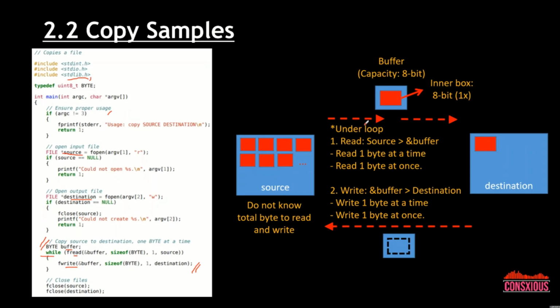So under a loop here, we read the file from the source to the buffer, 1 byte at a time. Then we go from the buffer to the destination, writing 1 byte at a time. You can see here there's a buffer, size of byte, 1, and the source. So this is a buffer, size of byte, 1, and destination. So you just come back here.